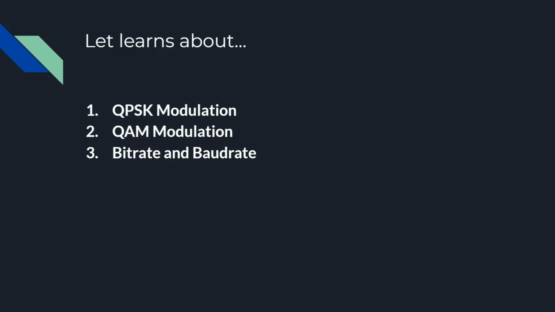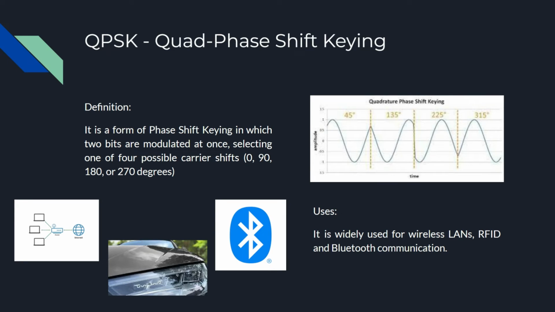Now, let's learn about QPSK modulation, bitrate and baud rate. QPSK, quad phase shift keying, is a form of phase shift keying in which 2 bits are modulated at once, selecting one of 4 possible carrier shifts: 0, 90, 180, or 270 degrees. It is widely used for wireless LANs, RFID and Bluetooth communication.